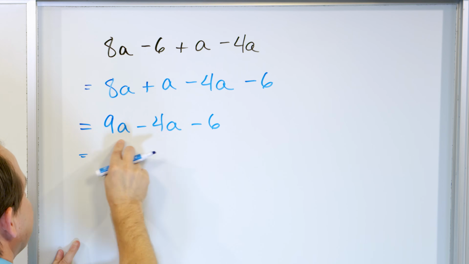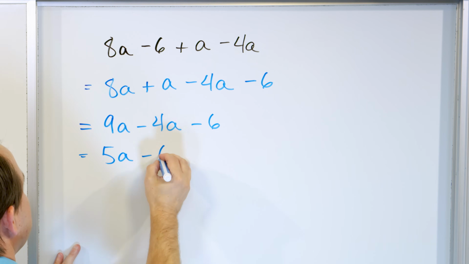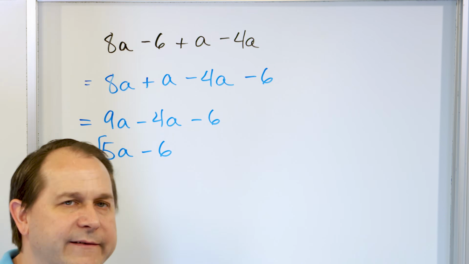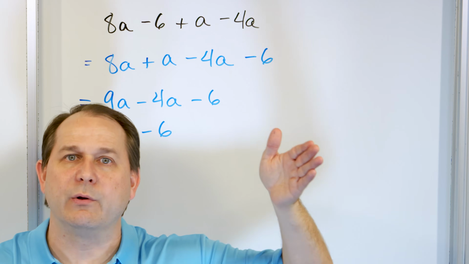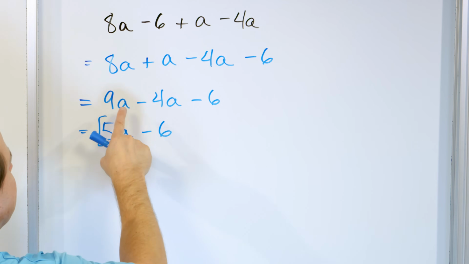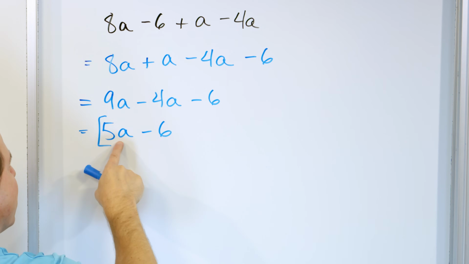And now, again, I have like terms. What is 9 minus 4? 5. So 5a. And so the answer is 5a minus 6. Now you have to get used to the idea when you're adding variable terms together or subtracting them, the variable just comes along for the ride. And the best way to think about it is 9 cheetahs minus 4 cheetahs is 5 cheetahs. That's why the variable comes down with it.